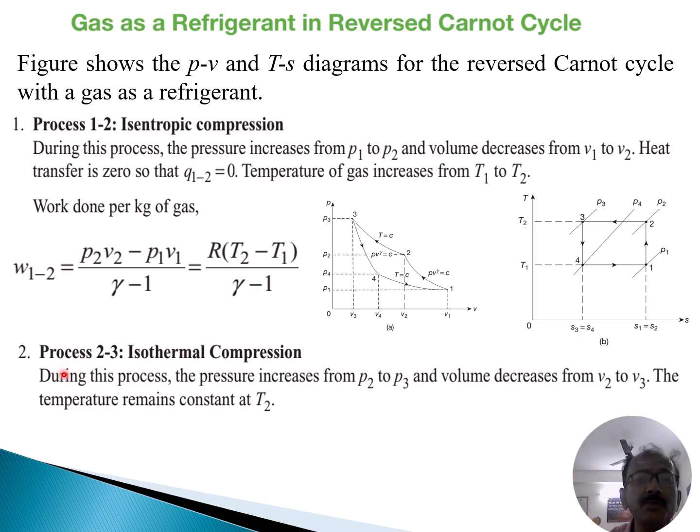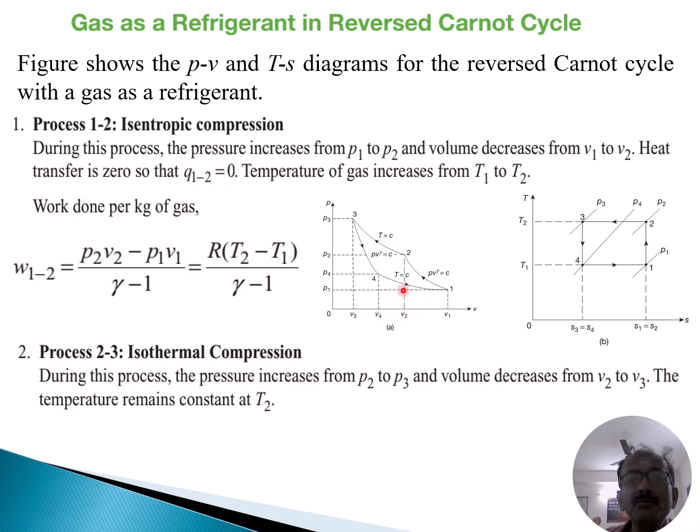Now the next process is process 2 to 3, that is isothermal compression. In 2 to 3, the temperature is constant. During the process the pressure increases from P2 to P3, and the volume also decreases.